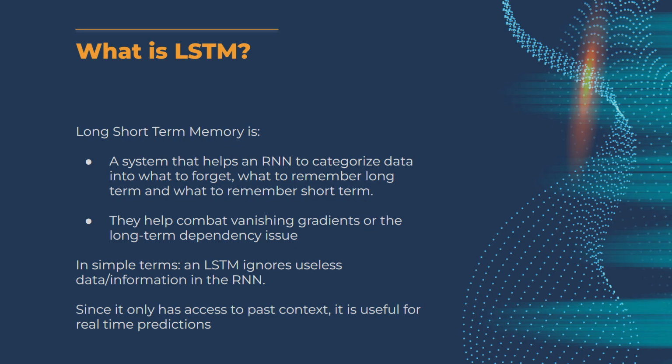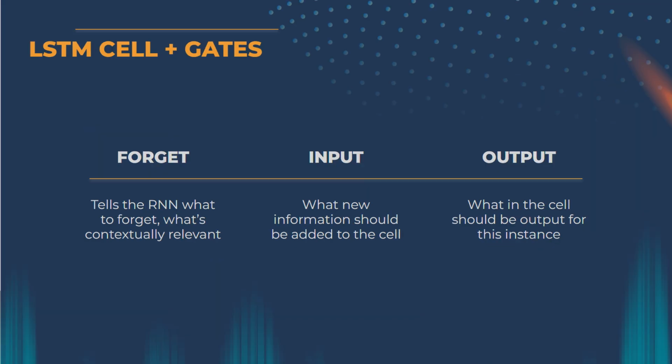Since it only has access to past context, it is useful for real-time predictions. What I mean by this is it only has access to stuff that is happening before what we want to predict. So in a sentence like, watch out for the car, it only has access to watch out for the. And it uses that to make its predictions.